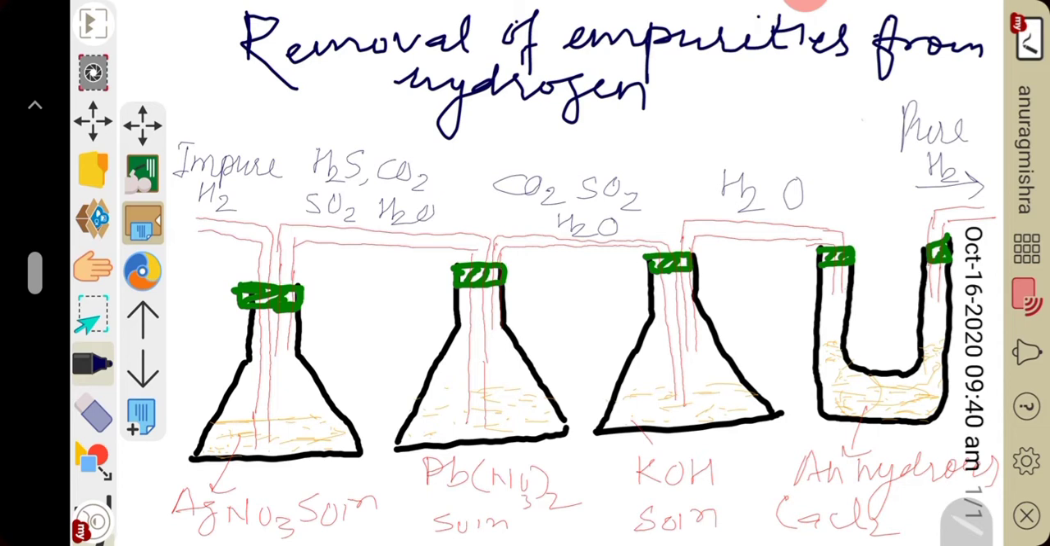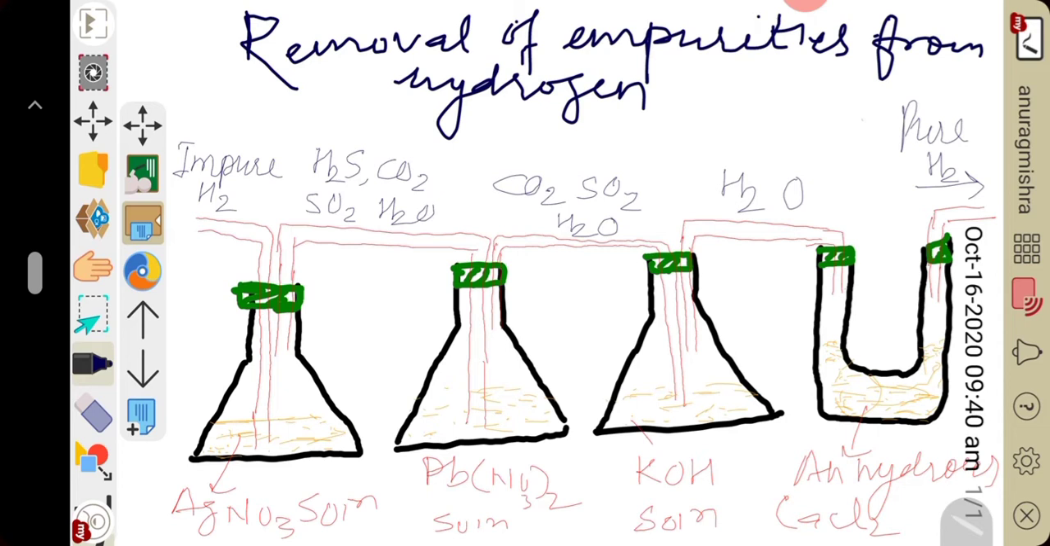hydrogen gas, I told you that whatever hydrogen gas we get after the laboratory method of preparation is impure hydrogen gas that contains impurities in the form of hydrogen sulfide, sulfur dioxide, oxide of nitrogen, phosphine, arsine, carbon dioxide and water vapor, right? So let us see how to remove the impurities present in the prepared hydrogen gas.